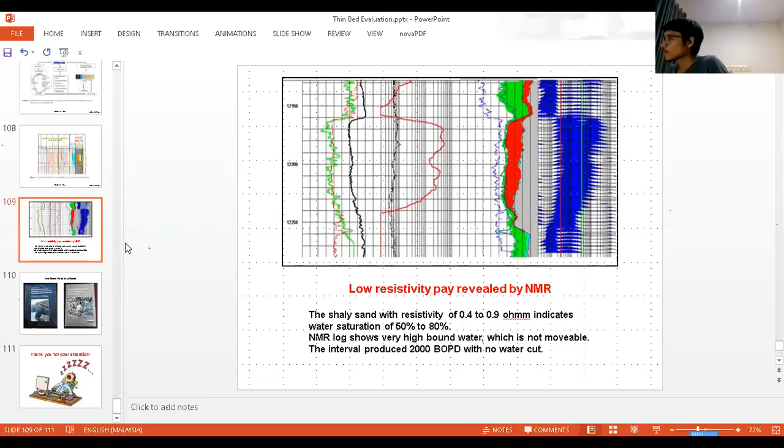Okay, on the next question: in a thin bed reservoir, if it contains oil, is there always oil show in the cuttings, and is the gas reading data always much higher?